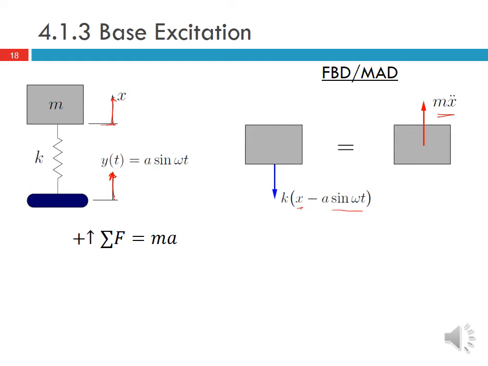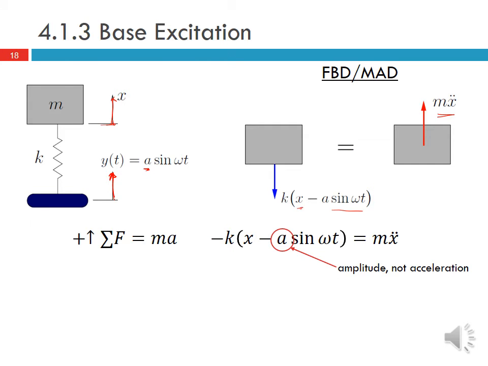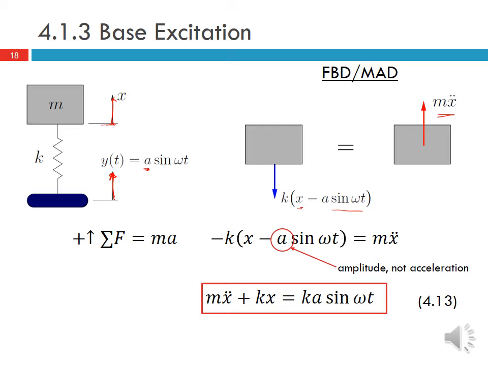Applying Newton's laws, sum of F equals m a, we get minus k times (x minus a sine omega t) is equal to m x double dot, where a here is just the amplitude of the vibrations applied to the base. It's important that this is amplitude, not acceleration, as the notation is similar. Simplifying, we get m x double dot plus k x is equal to k a sine omega t. This is the same as what we came up with previously, but in this case our F naught is equal to k a.